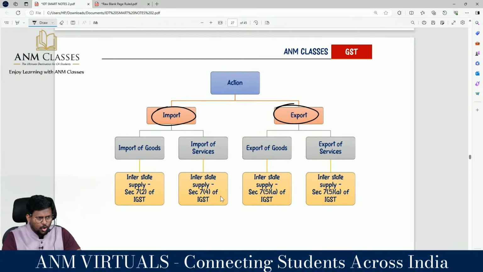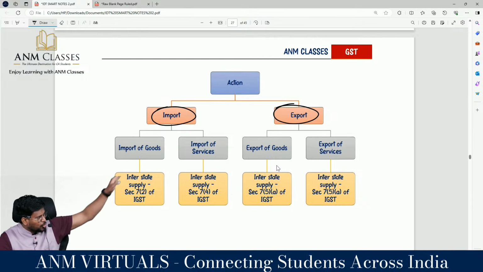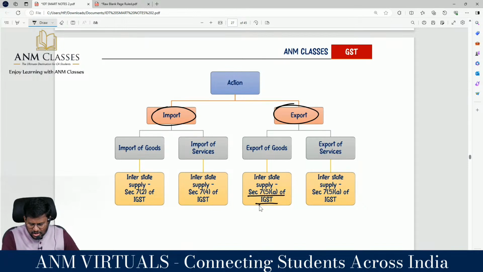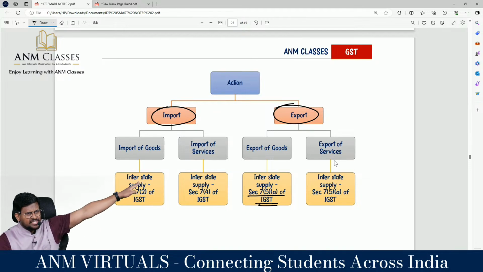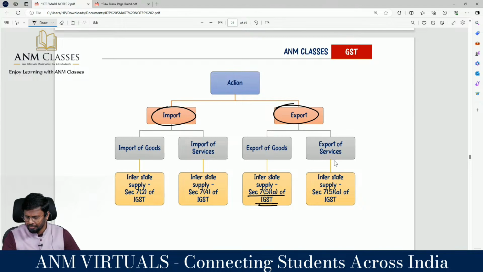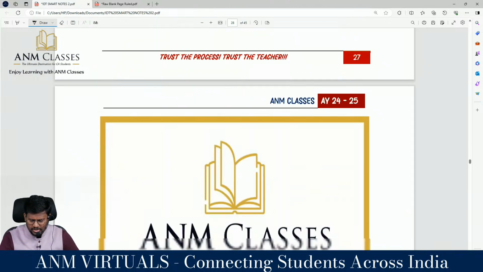As per 7.4 of the IGST Act, right, sir, export of goods is an interstate supply. As per section 7 subsection 5 clause A of the IGST Act, export of services is an interstate supply. As per section 7 subsection 5 clause A. This is the summary with regard to this.